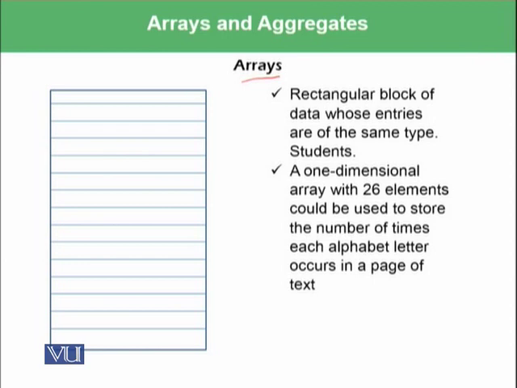A one-dimensional array with 26 elements could be used to store the number of times each alphabet letter occurs in a page or text. For example, this cell can save how many times the letter A has occurred in the page. This can store how many times the letter B has occurred in the text, and so on.